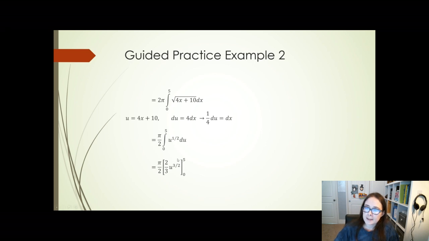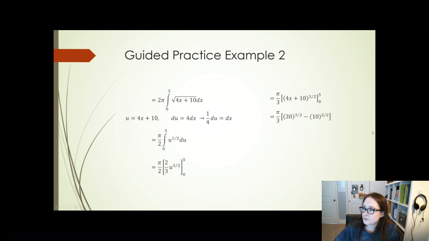And next I can reverse the u substitution. So plug in the 4x plus 10 again. And don't forget about the 3/2. This is very common. I see students accidentally drop off that 3/2 power whenever they end up with 1 here. And I took the 2/3 and pulled it out and multiplied by the pi over 2, and that simplified to pi over 3. And now I am ready to evaluate at the limits of integration.